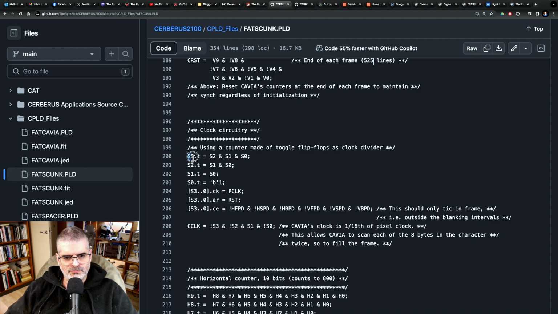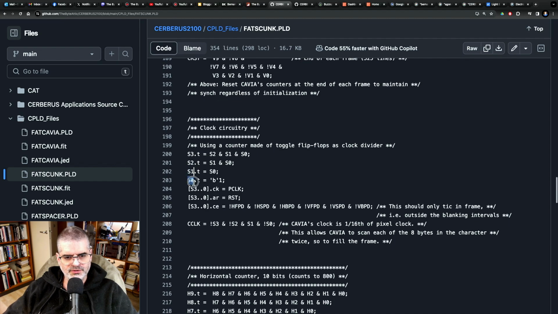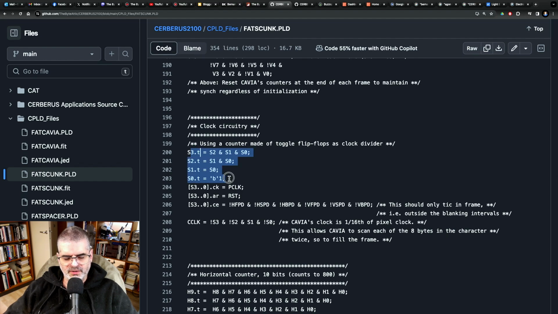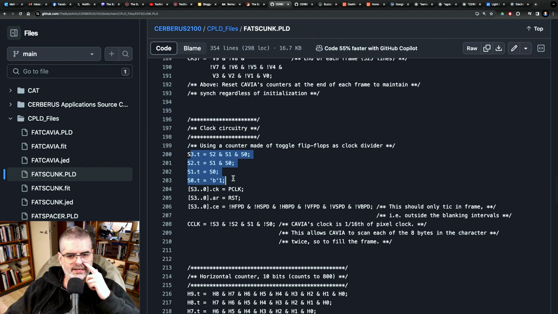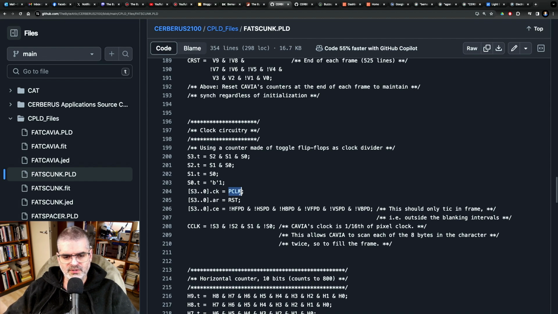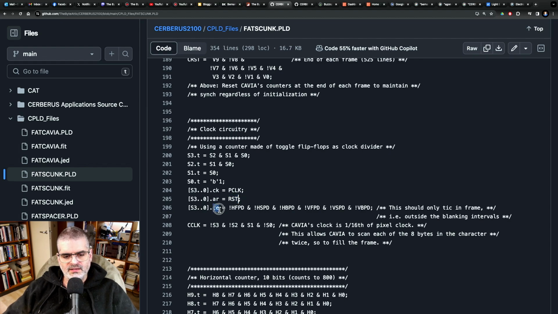Remember, there were 4 bits in that counter. It's an internal counter that Skunk uses, and again I'm using T flip-flops, and you can look online for why it's wired this way. The clock for those 4 toggle flip-flops is the pixel clock that comes from the oscillator. There is an asynchronous reset, which is a global reset, that comes from the outside. And the count enable is basically the non-blanking.